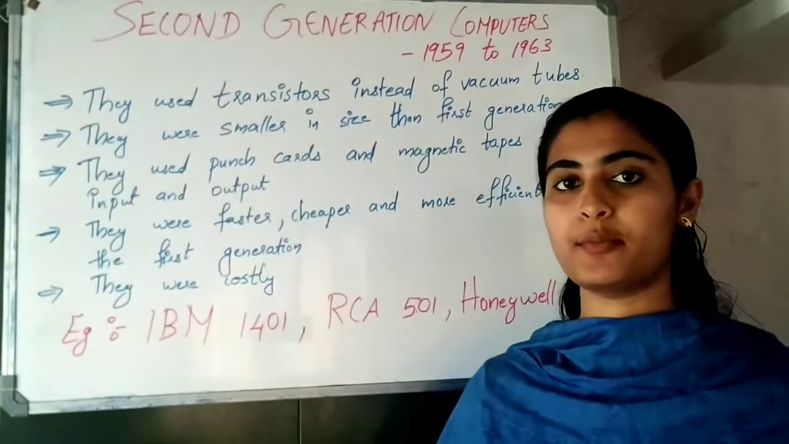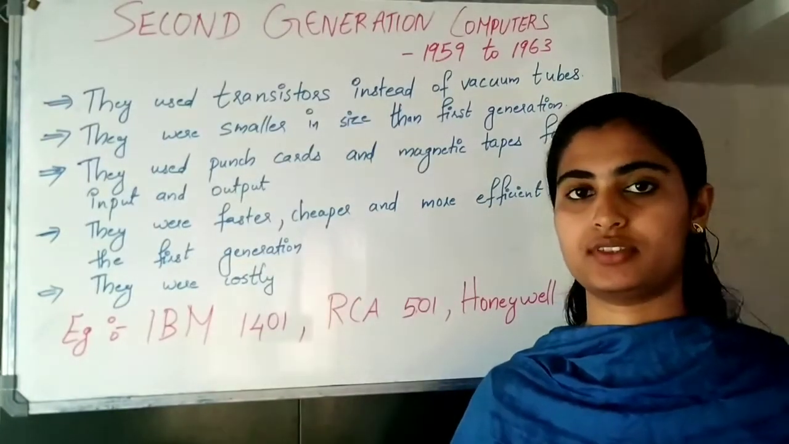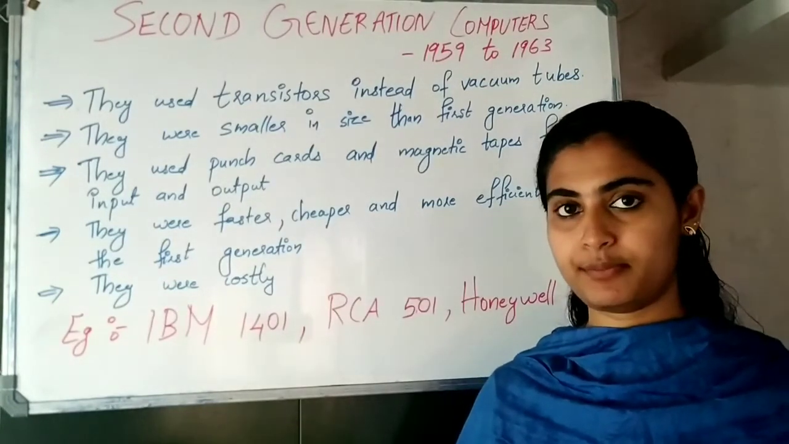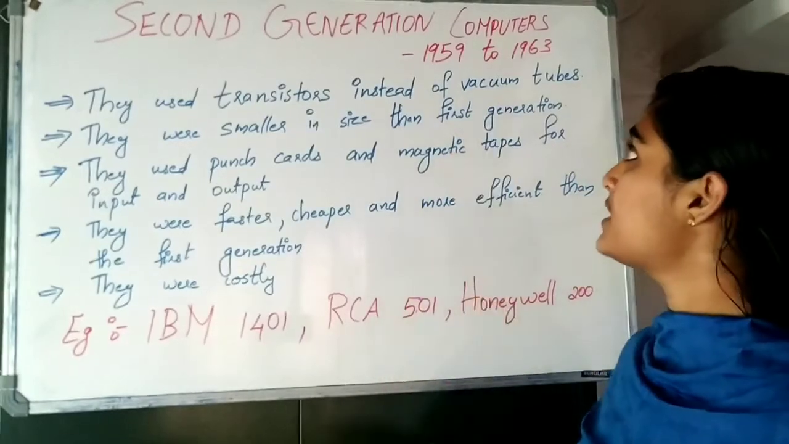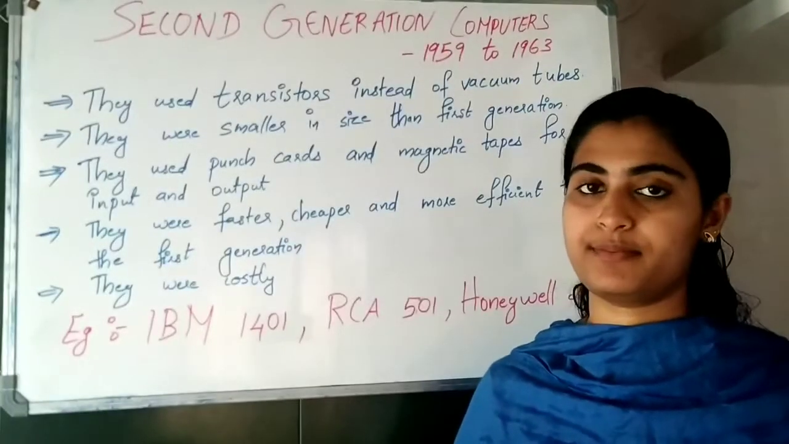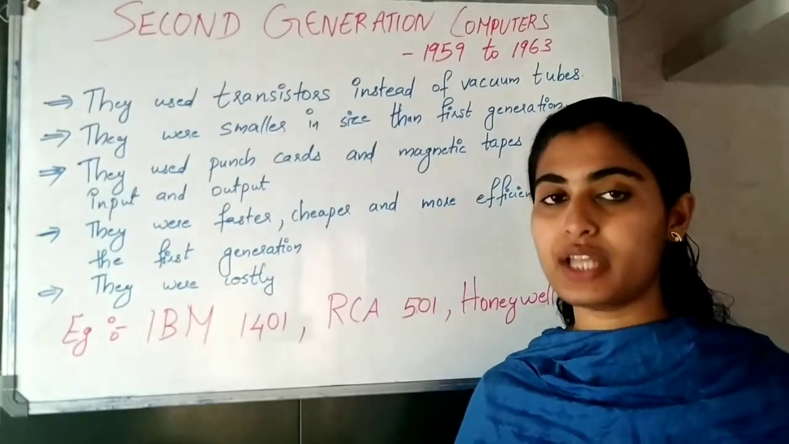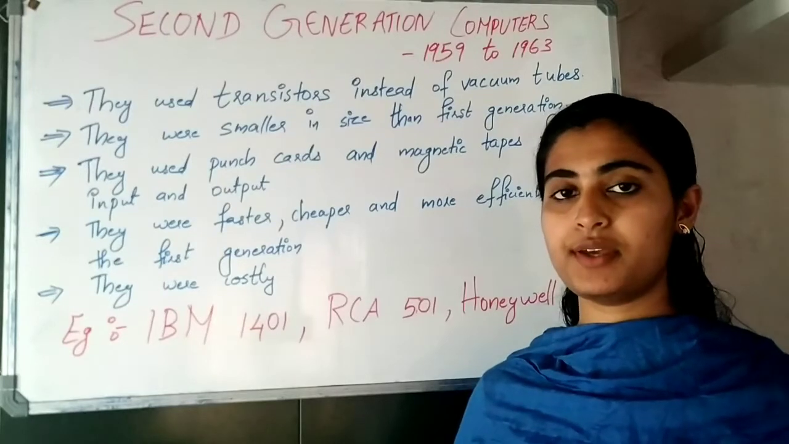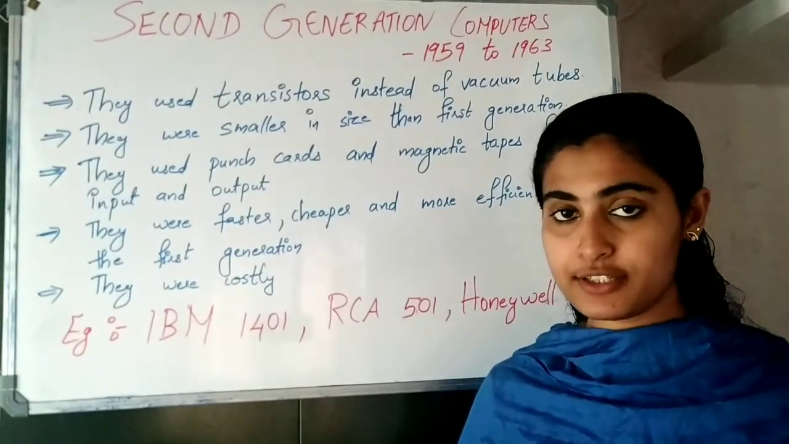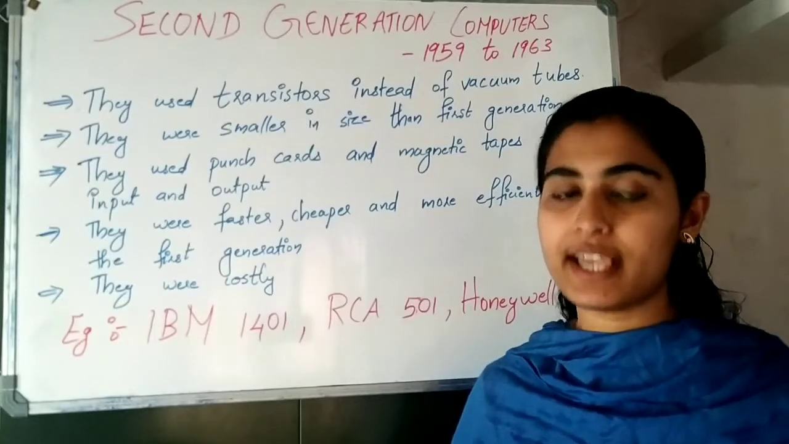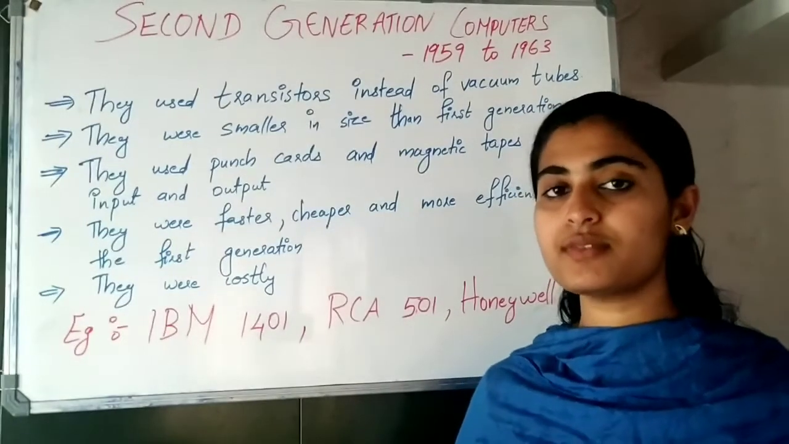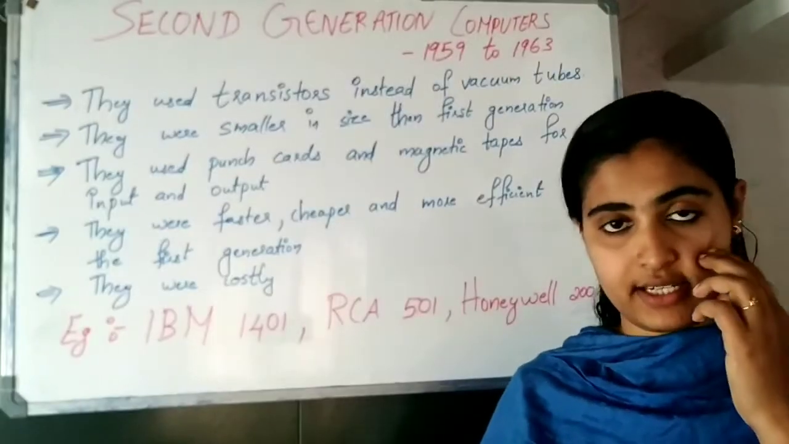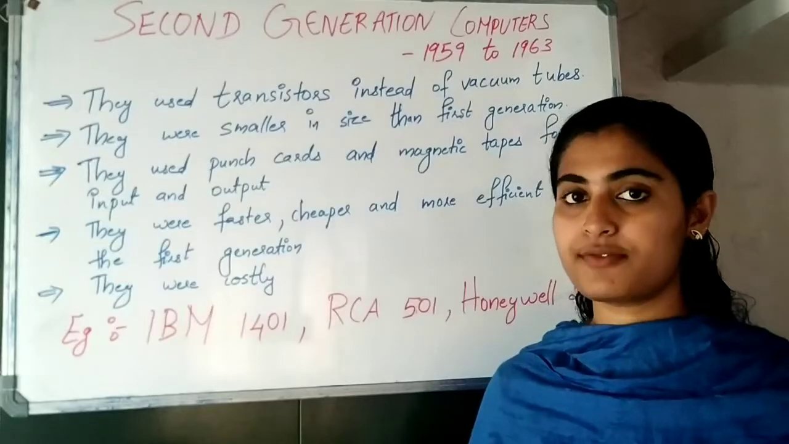Next we will be studying about second generation computers. Okay. Second generation computers were used from the time period 1959 to 1963. First generation computers were used in which time period? It was used from 1940 to 1958. Second generation is used from 1959 to 1963. Okay. What is the first point?